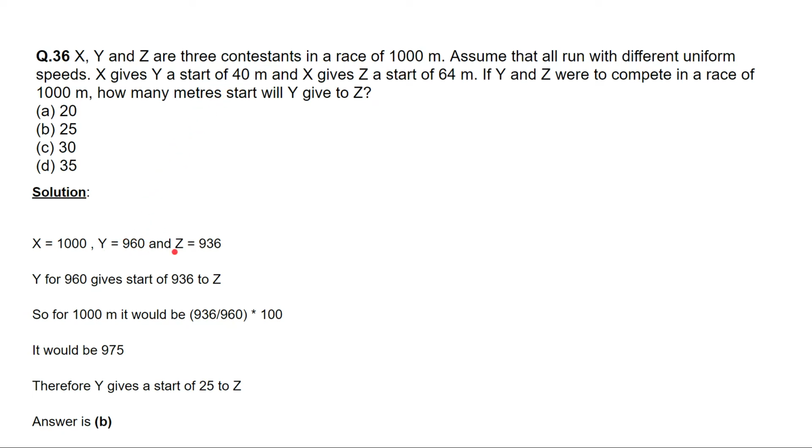So we know here X is going to run 1000, Y is going to run 960 because he's 40 meters ahead, and Z is going to run 936, that is 1000 minus 64.